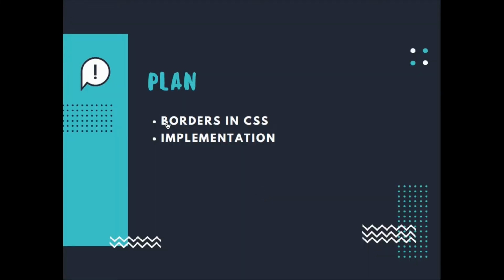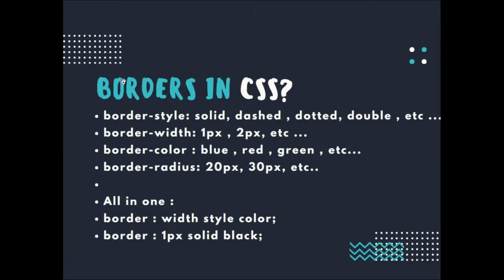What we will do today is learn about borders in CSS and then we will go into the implementation. We have different attributes for borders, and the first one is border style. We can add solid, dashed, dotted or double borders. We also have a lot of other borders that you can search online. We will see what's the difference between those.